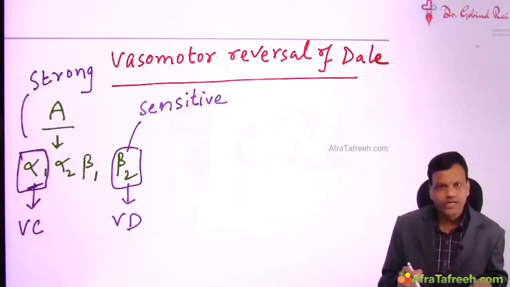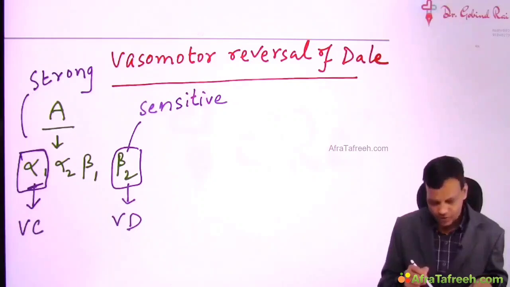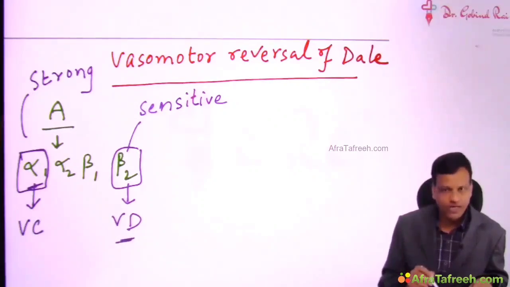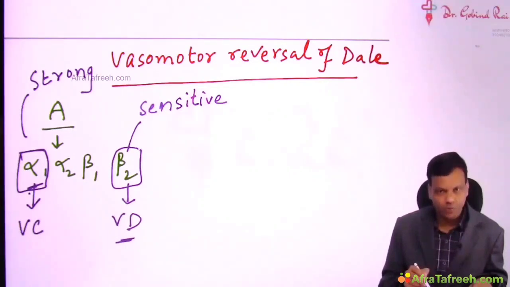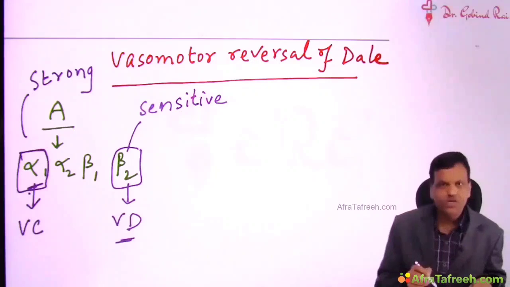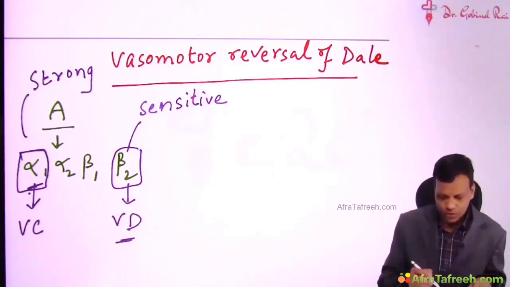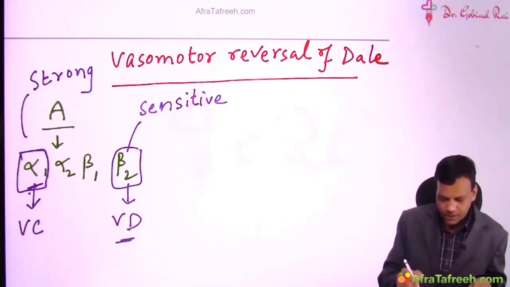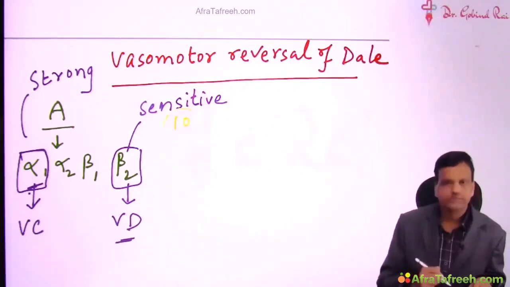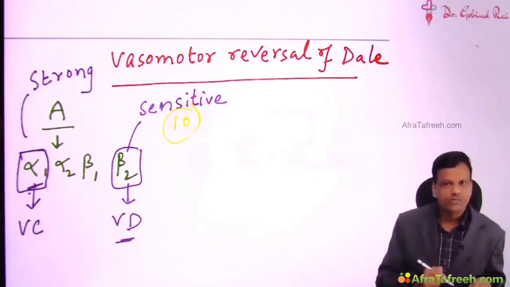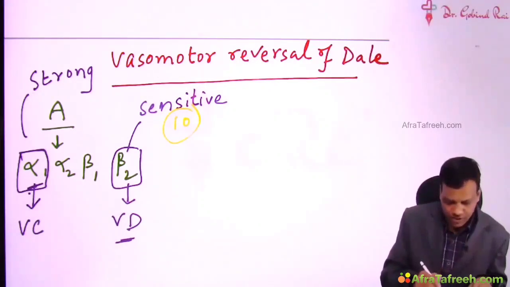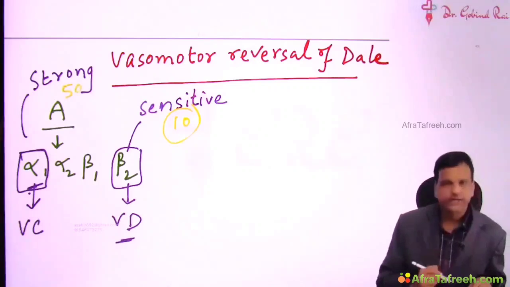So if we give low dose adrenaline, it stimulates only beta 2, which will lead to vasodilation. But if we give high dose adrenaline, it stimulates alpha 1 and beta 2 both. But the effect of alpha 1 will predominate, so the net effect will be vasoconstriction. Now to understand this more effectively, we will make it mathematical. Suppose beta 2 receptors are sensitive, so they can be stimulated by just 10 molecules of adrenaline. Whereas alpha 1 cannot be stimulated by low dose. So stimulation of alpha 1 suppose requires 50 molecules of adrenaline.